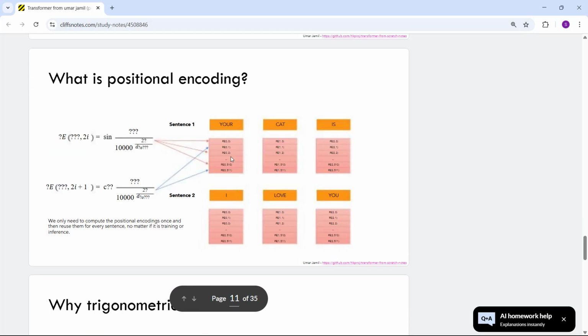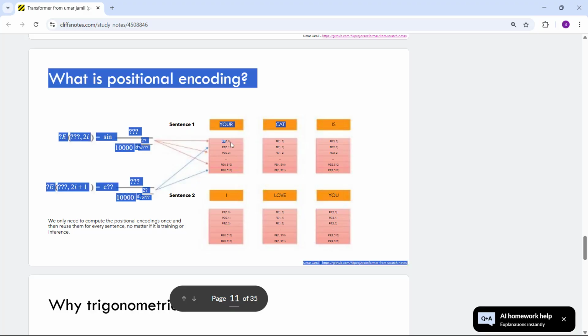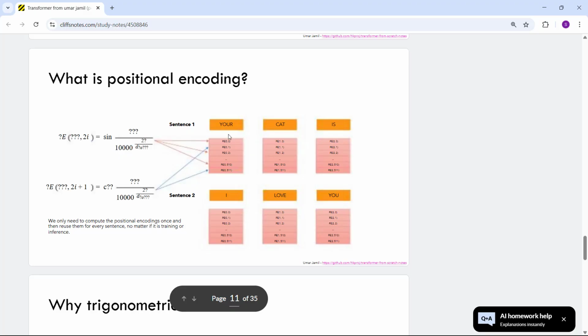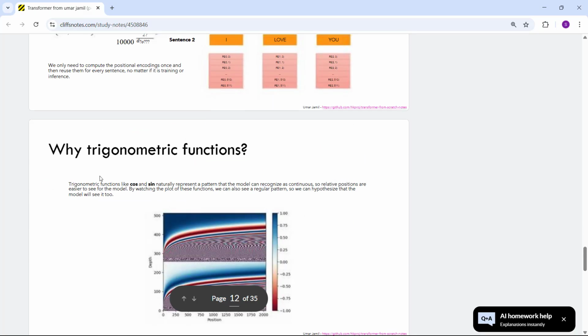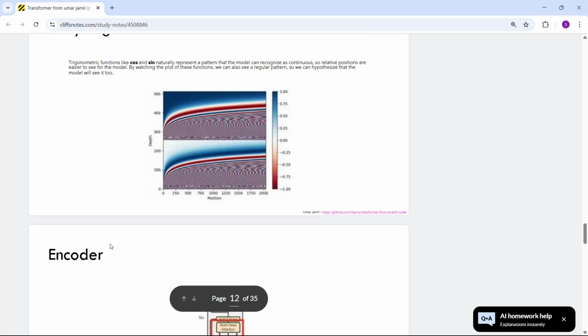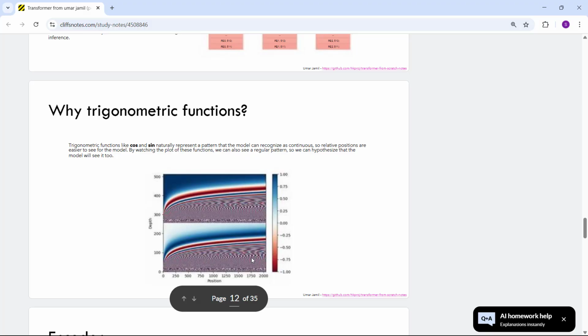Here they are using GPT, so that's why you are seeing 0 to 511, because each model will have a fixed vector size, right? That is how we get the positional encoding, by using sine and cosine trigonometric functions. But you might think, why do we need trigonometric functions? Because sine and cosine functions can generate continuous numbers, right? These trigonometric functions naturally represent a pattern that the model can recognize as continuous. So relative positions are easier to see for the model, right? So this is how it can generate the continuous pattern.